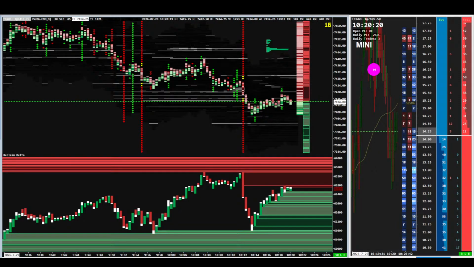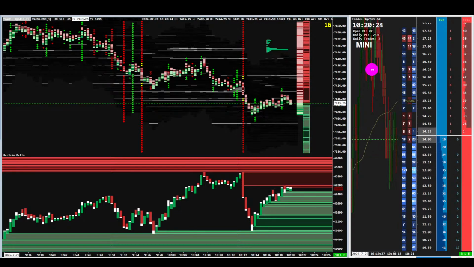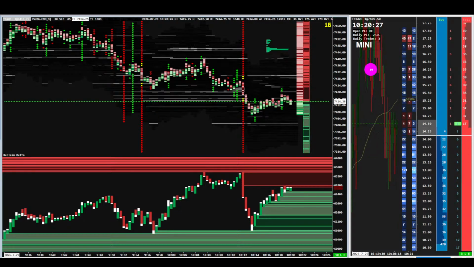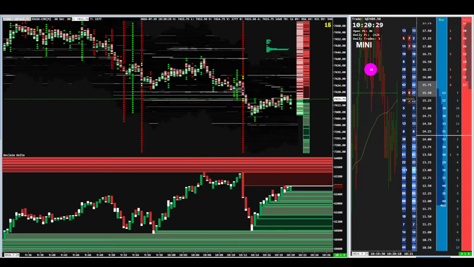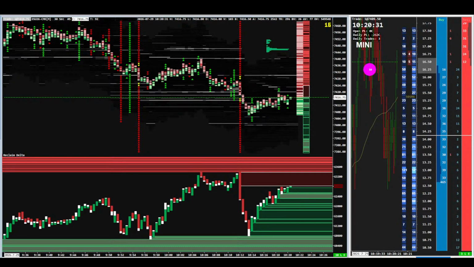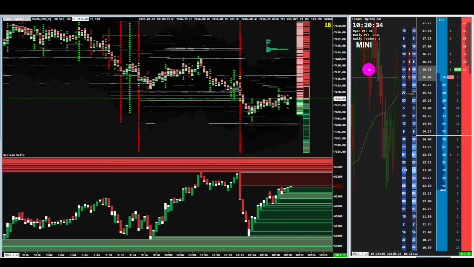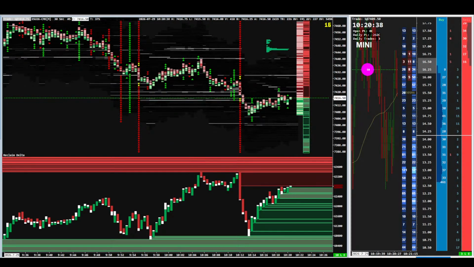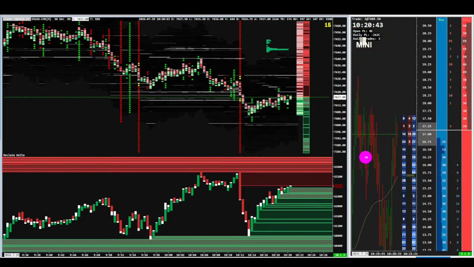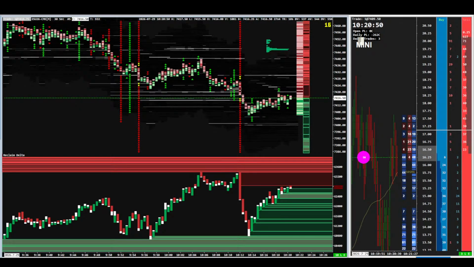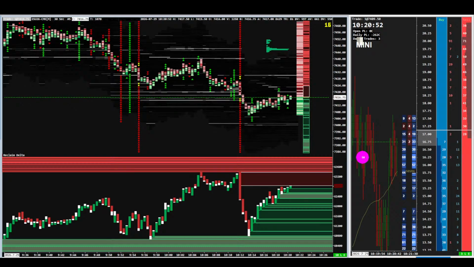They're having a hard time getting above it too. Nice little defense of 13s. They definitely got above it. I'm actually going to move my stop up to 12 because I think if they get below 12, this up move is over. Starting to flip on the sell side a little bit.